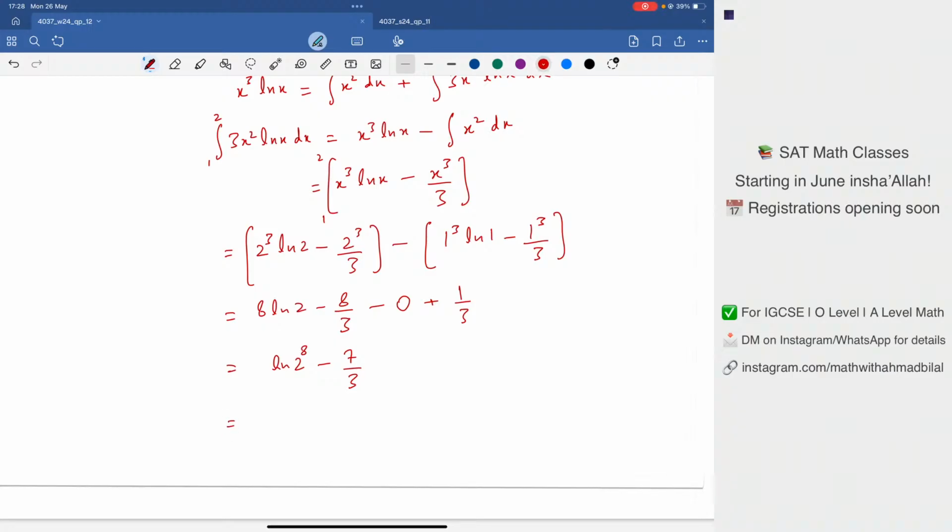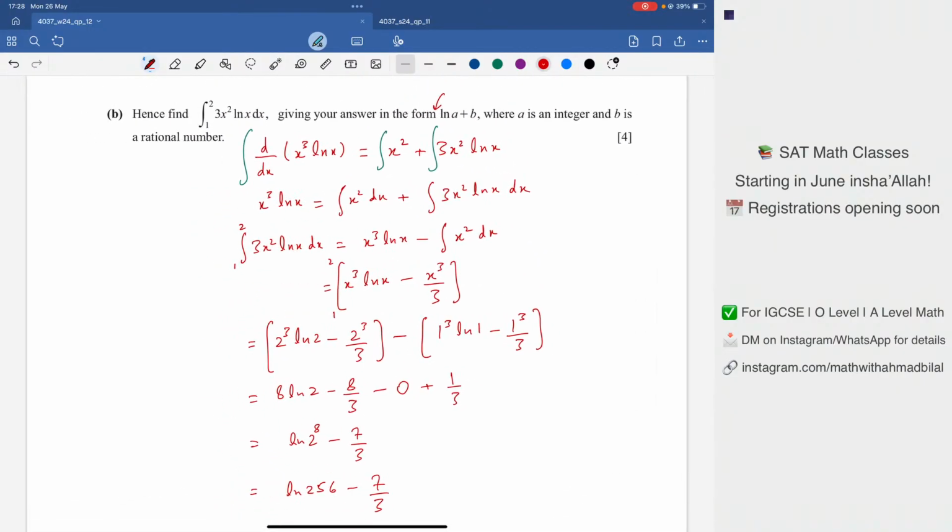And now just evaluate that. Ln of 2 raised to power 8, 2 raised to power 8 is 256. So it's ln of 256 minus 7 over 3. And that's your final answer. That's what we were looking for. That's the integration of this thing.